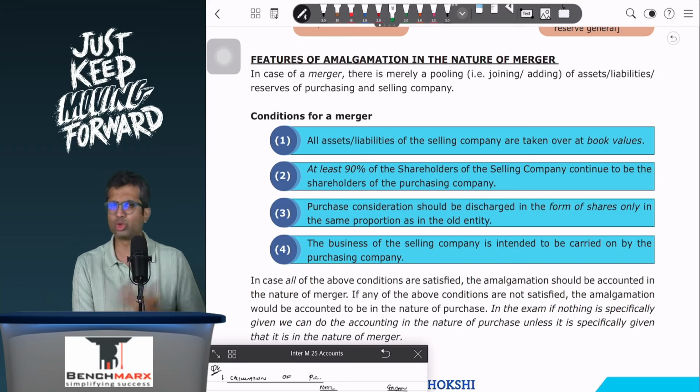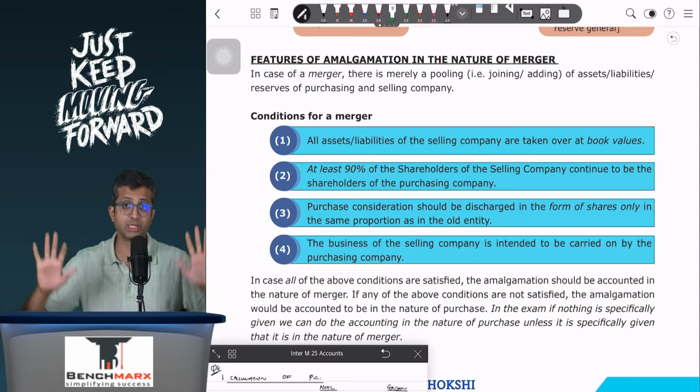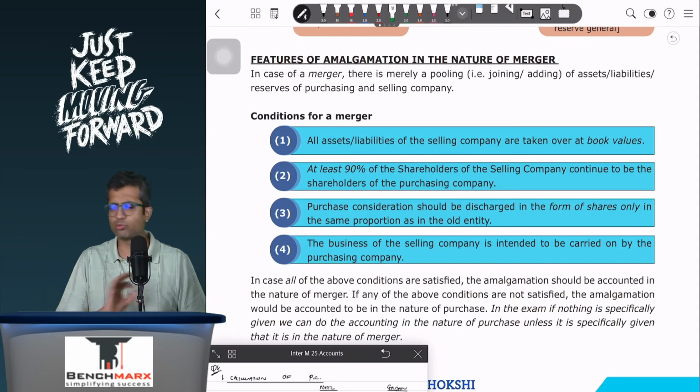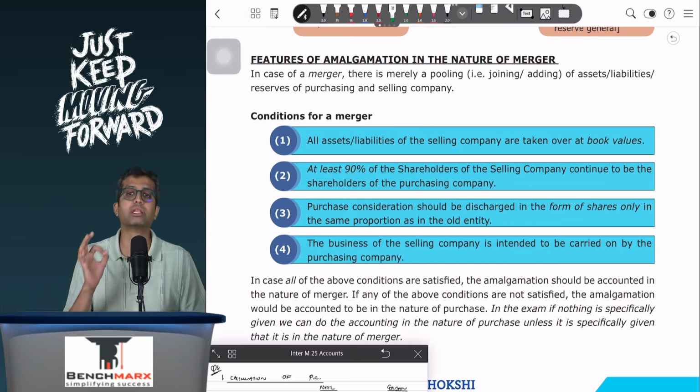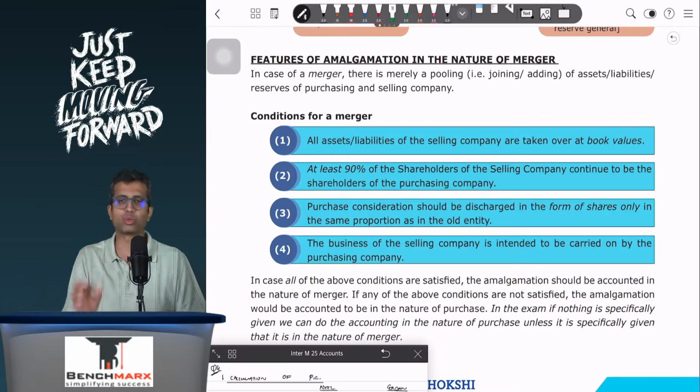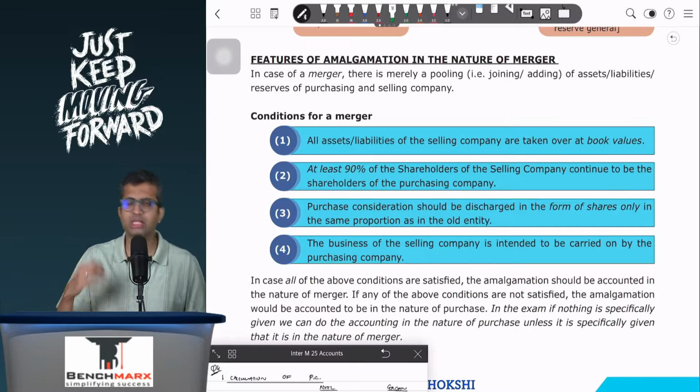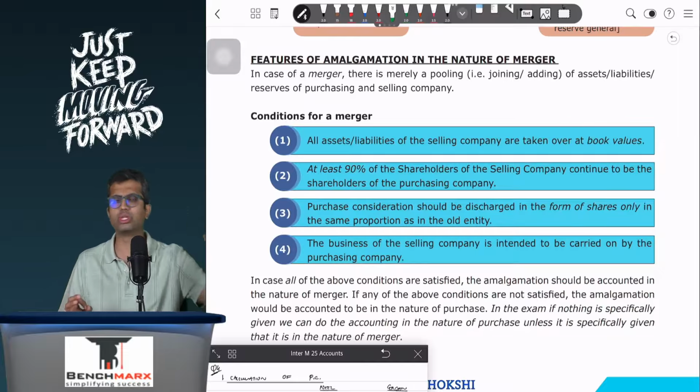Like in questions 1, 2, 3, we just had to find BC, but it was nowhere told whether it is in the nature of merger or in the nature of purchase. Now in the exam, what the institute consistently does, even in the study material and in general, is if nothing is given, we will always assume an acquisition to be in the nature of purchase. Only if the question specifically tells you that this is a merger, or that the pooling of interest method is to be followed, only then will you go into amalgamation in the nature of merger. Otherwise, you will always solve considering it to be amalgamation in the nature of purchase. Are we clear with this?